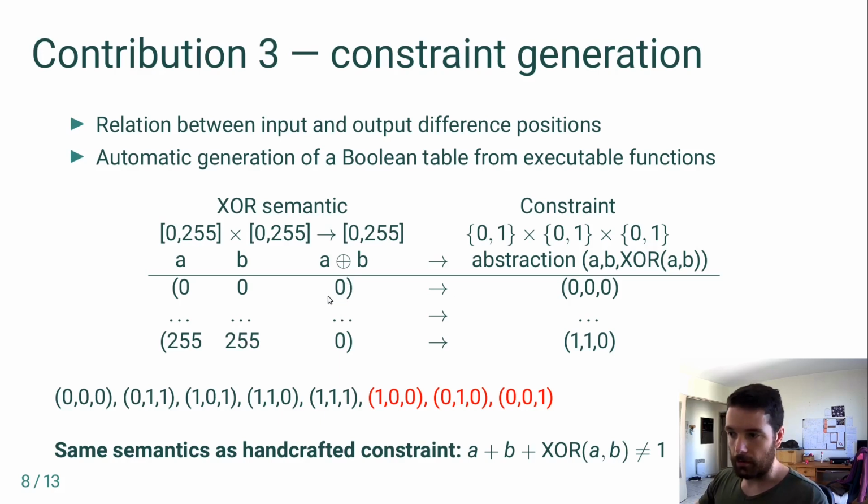just by doing the XOR. So 0 XOR 0 equals 0, 1 XOR 2 equals 3, 255 XOR 255 equals 0. Each of these entries will give you a feasible tuple. And if we perform some abstraction, so if it's 0, we keep it 0, and if it's something else that's not 0, we just put a 1 in it. And we obtain at the end a list of valid tuples.